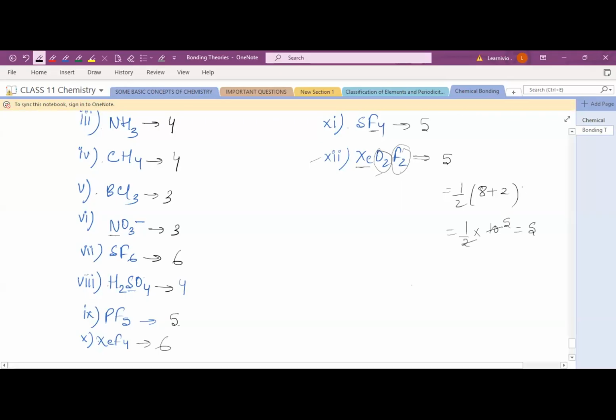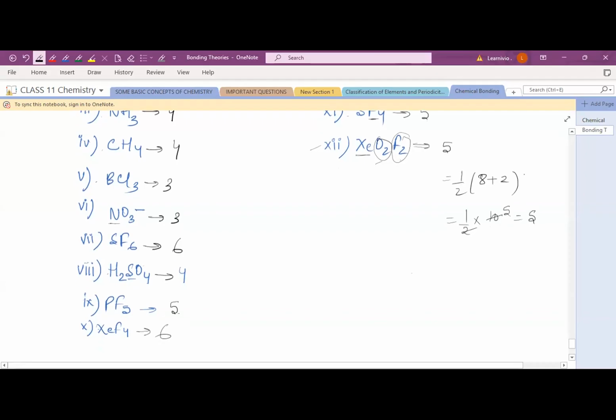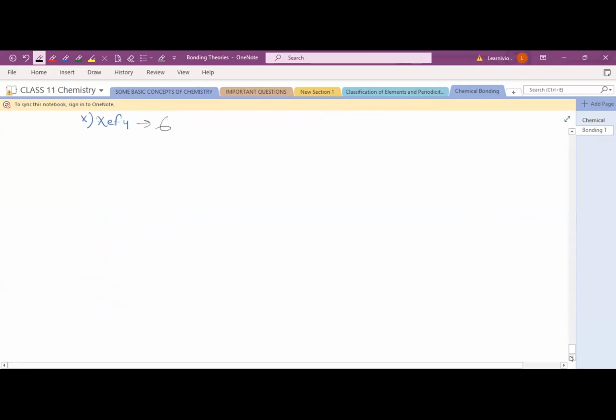And everyone, yes ma'am. Okay. Now see, if the steric number is 2, I'm writing the steric number here and hybridization here.